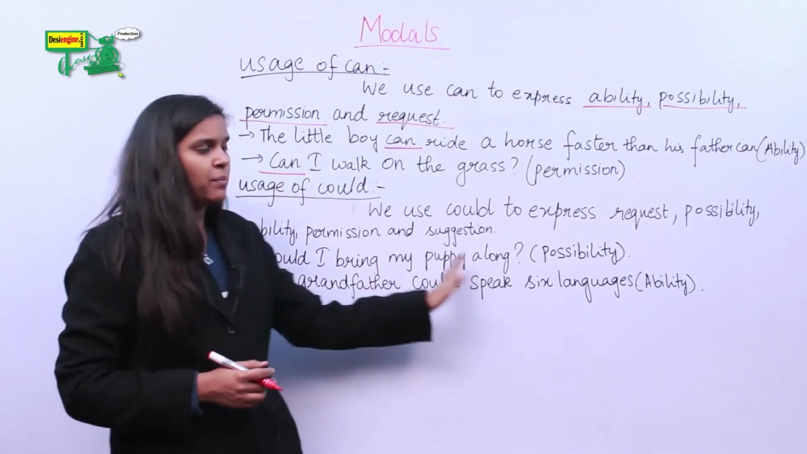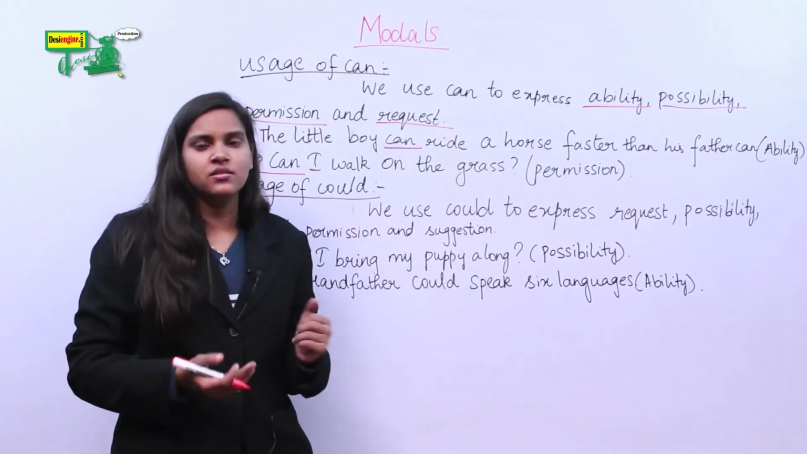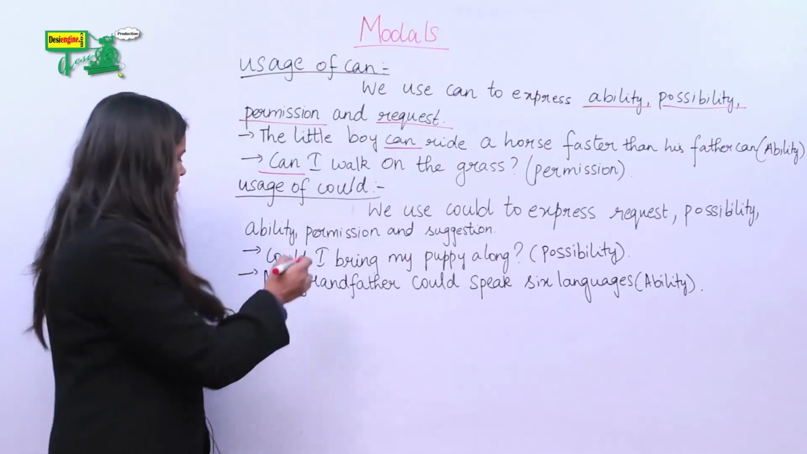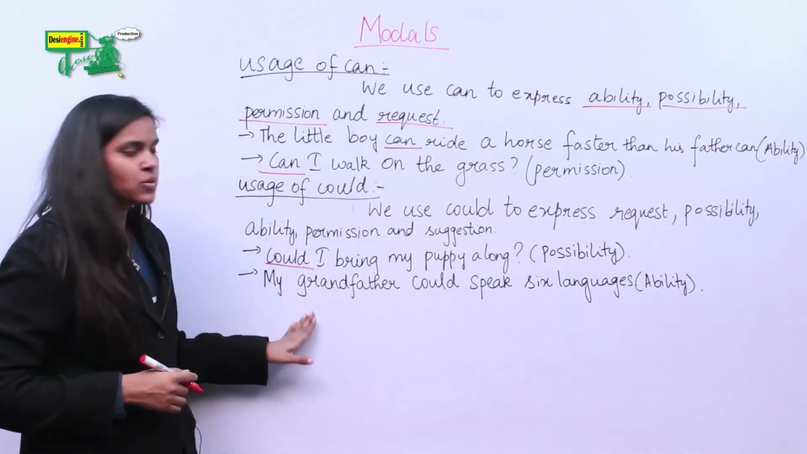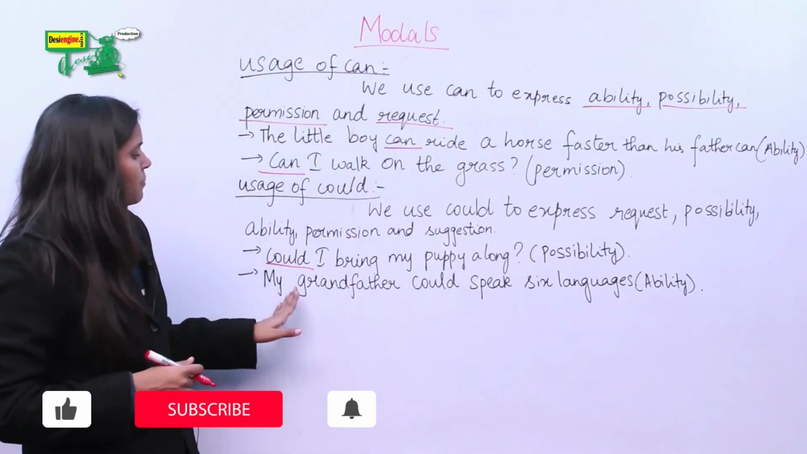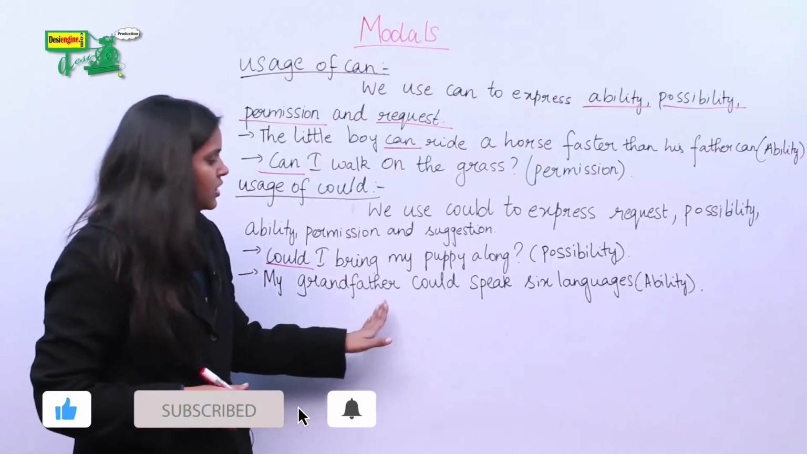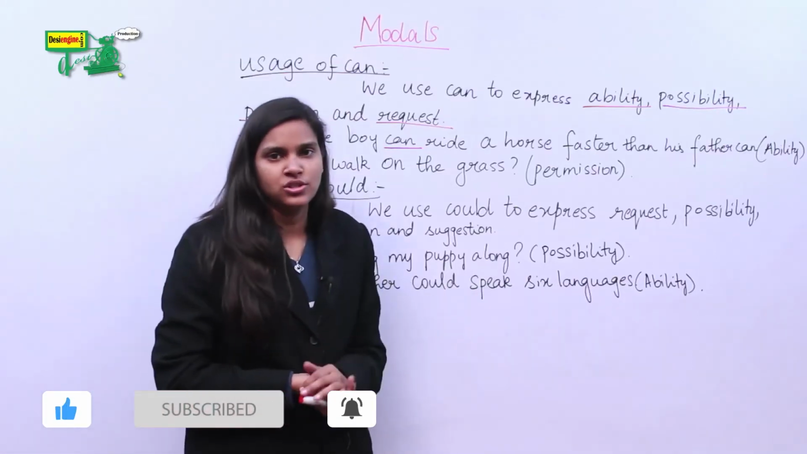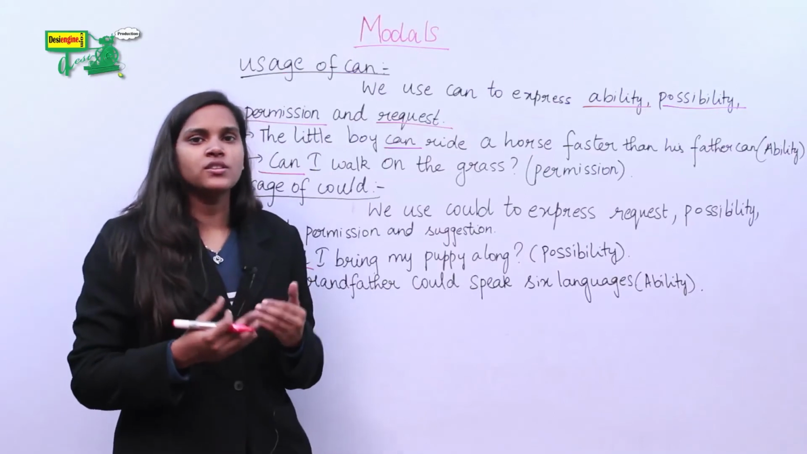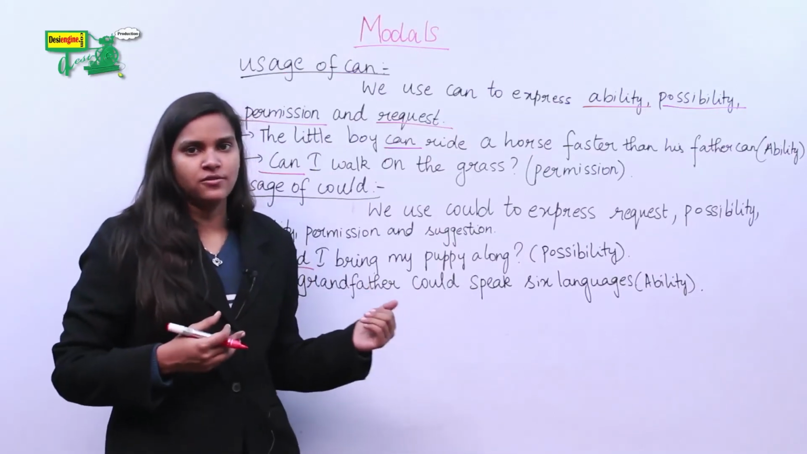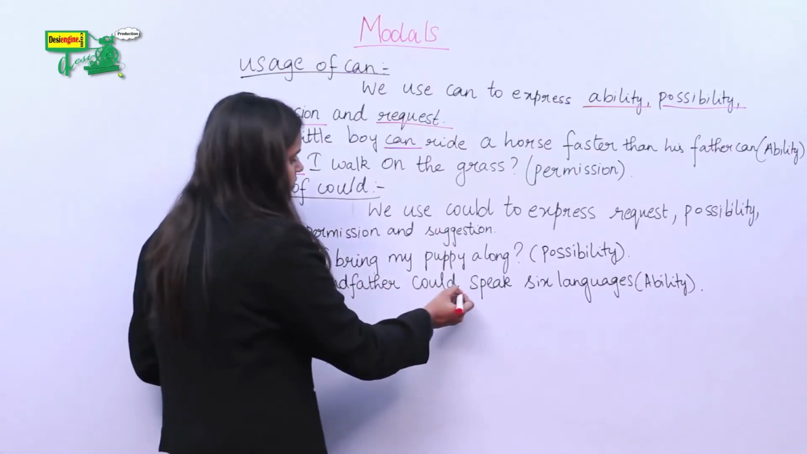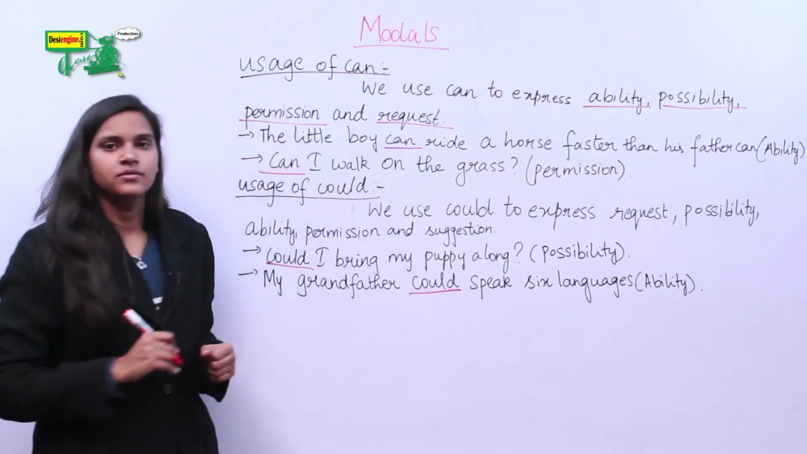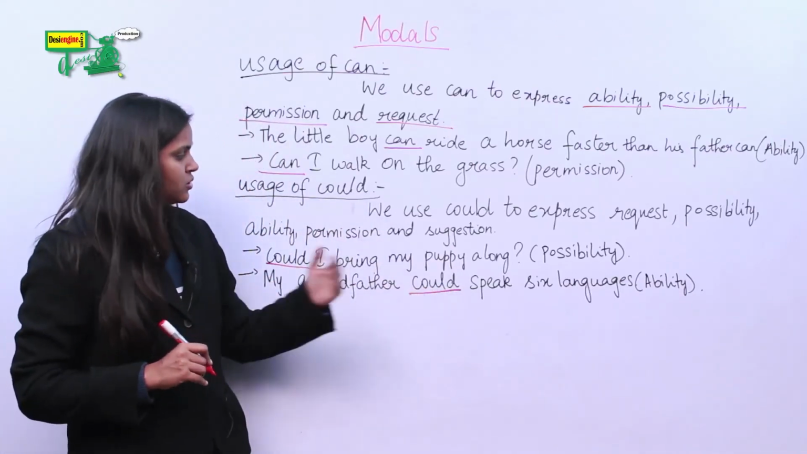Could I bring my puppy along? This is a possibility. Next one is, my grandfather could speak 6 languages. This statement talks about the ability of grandfather. So could is our modal verb over here.